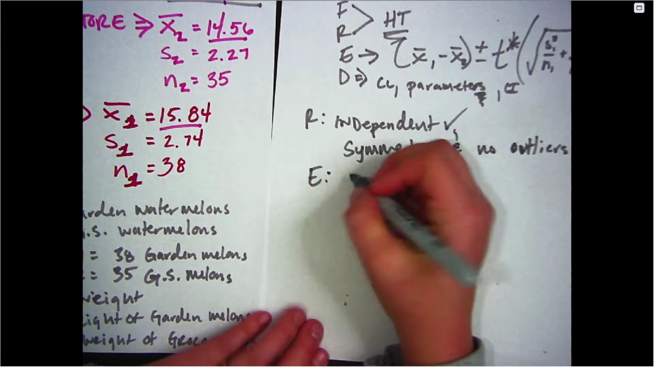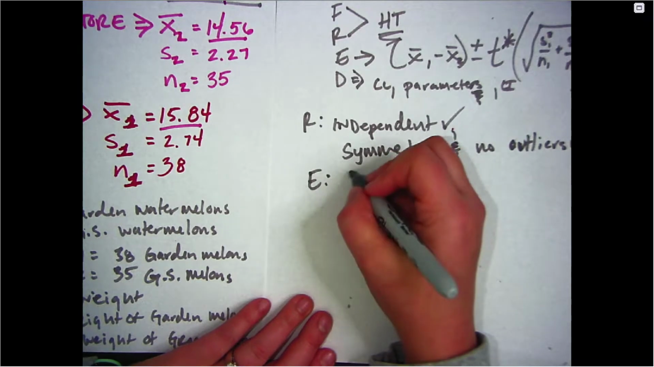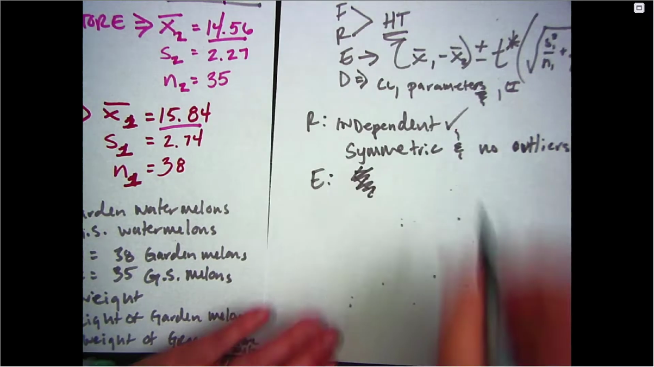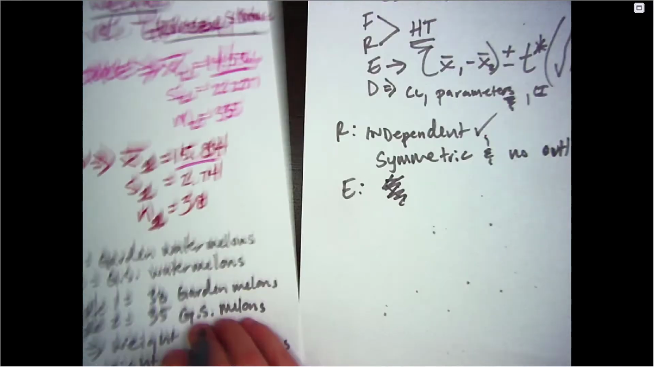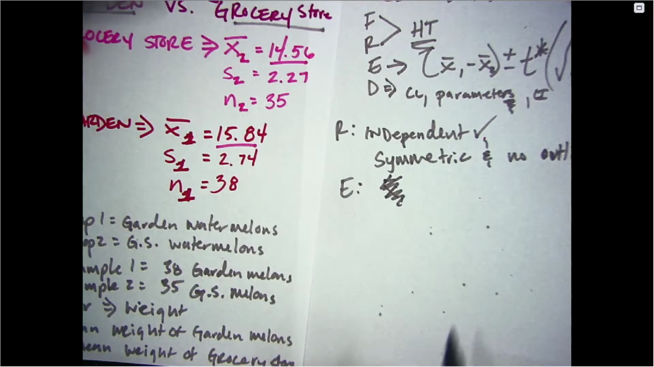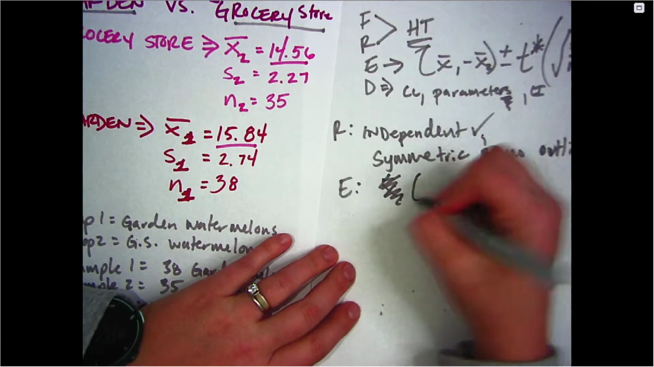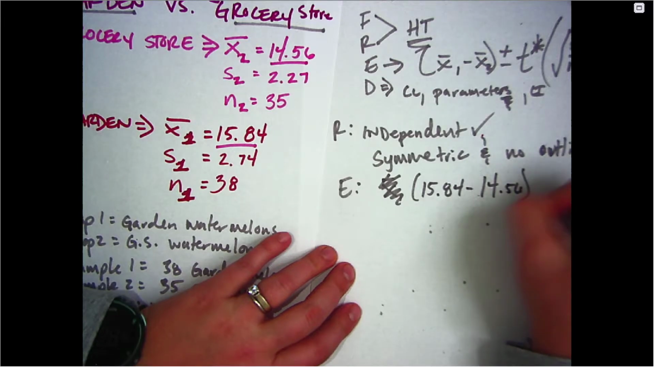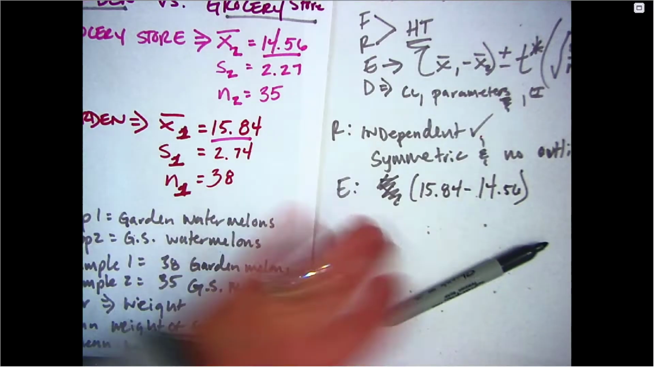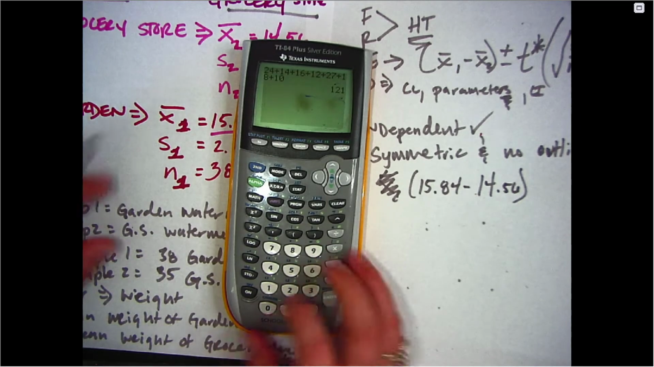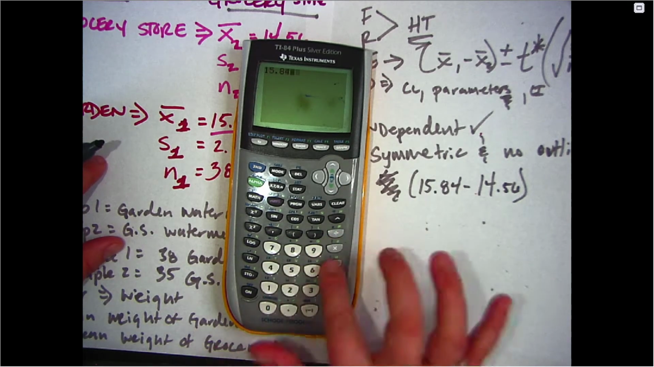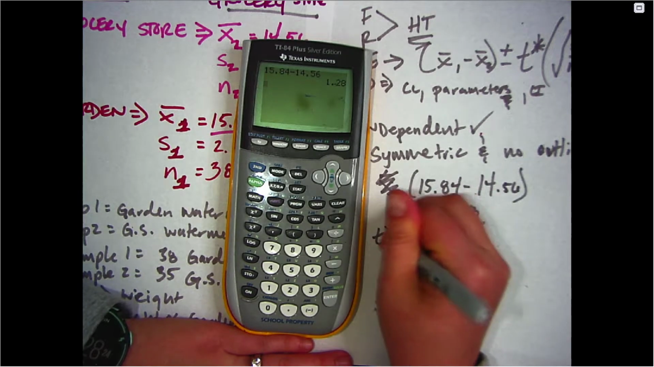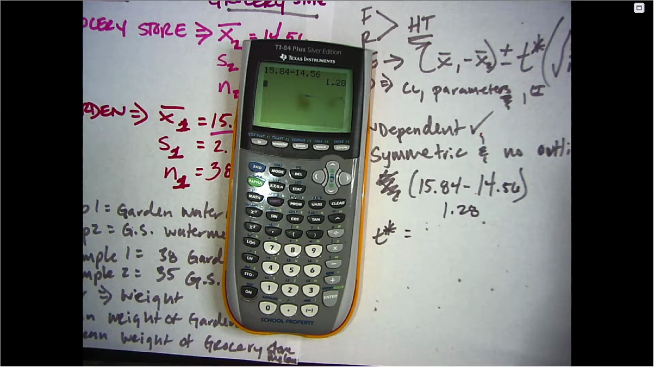So now to set up our calculation, we have x bar sub 1, and you know what? I'm just going to write them out. 15.84, and then we're subtracting 14.56. Technically, that's our point estimate. So that gives me 1.28.